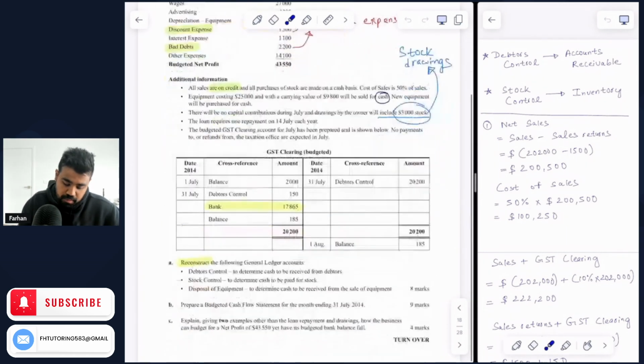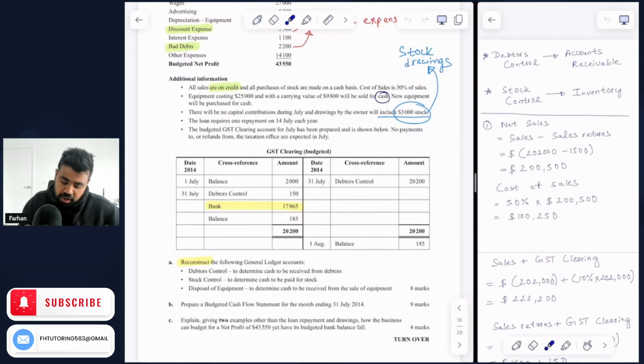The main requirement is to reconstruct the ledger accounts for debtors control, which is known as accounts receivable in our current study design. In the old curriculum, we used to call accounts receivable debtors control, who are the same people as the credit customers of the business. These are the people to whom the business has sold inventory on credit. Then we have stock control, which is now known as inventory, and disposal of equipment as it is. And then we are required to prepare the budgeted cash flow statement and answer the question given in part C.